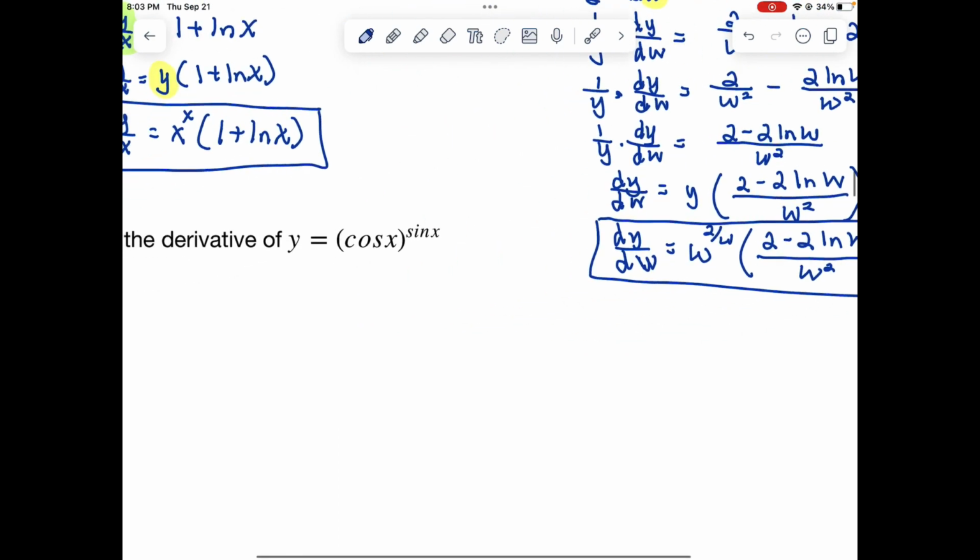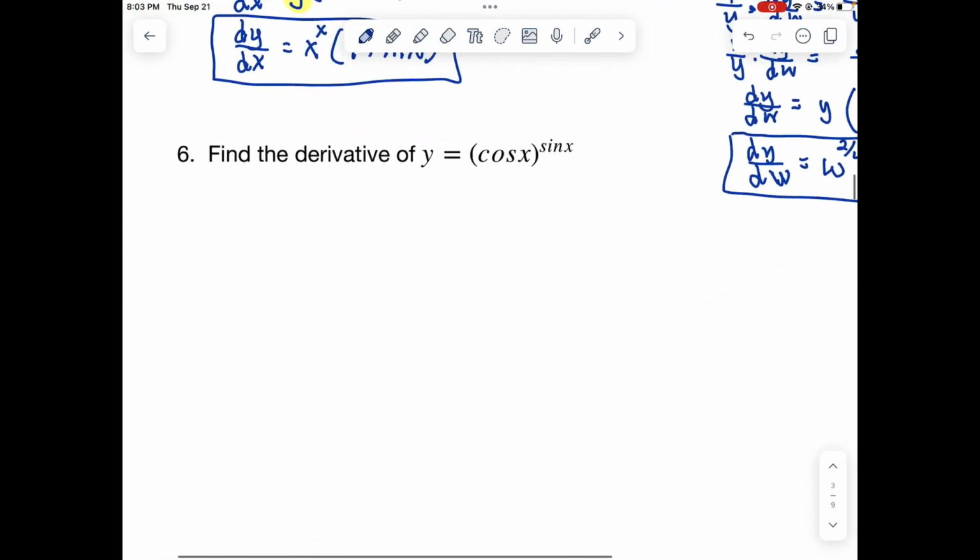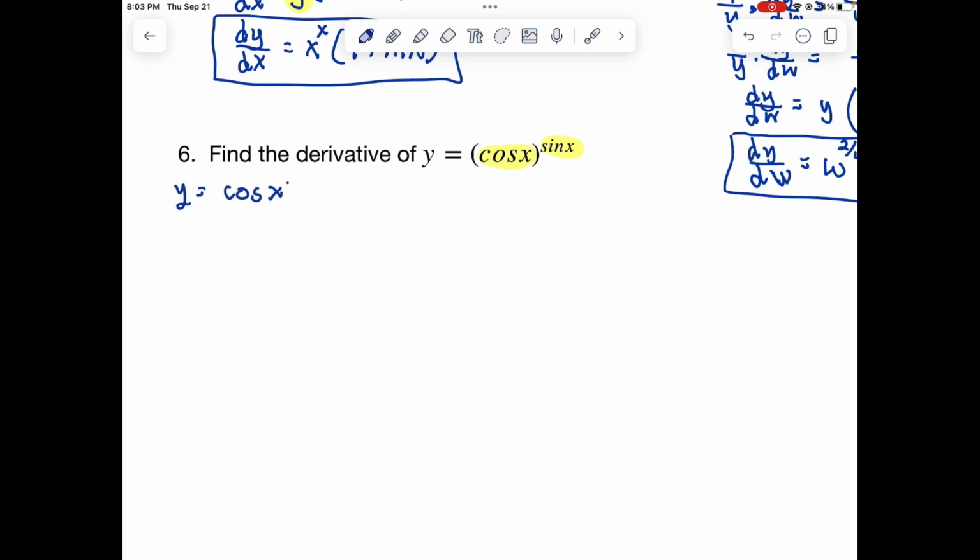Okay, I'm going to do one more example. The reason I want to show this is we can have any type of variable in the base. As long as there's any variable in the base and any variable in the exponent, we're going to use logarithmic differentiation. So the first thing I need to do to work this problem is take the natural log of each side. So I'll have the natural log of y is equal to the natural log of cosine of x raised to the sine of x power.